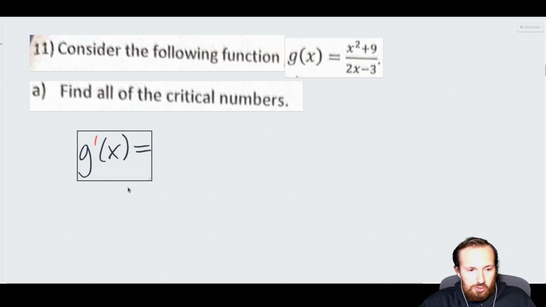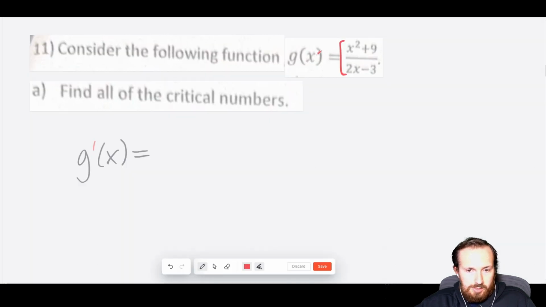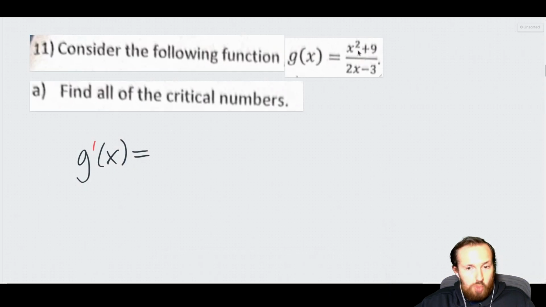Now, how do we take the derivative of this thing? How do we take g prime? Well, here, hopefully it's clear that we would use the quotient rule because we have a quotient of two functions, x squared plus 9 and 2x minus 3. So if we actually take the quotient rule, I won't go through the quotient rule either. I have a separate video on that you can check out.